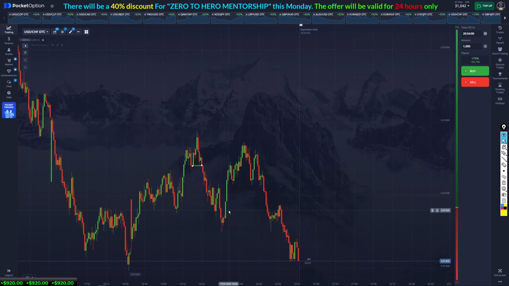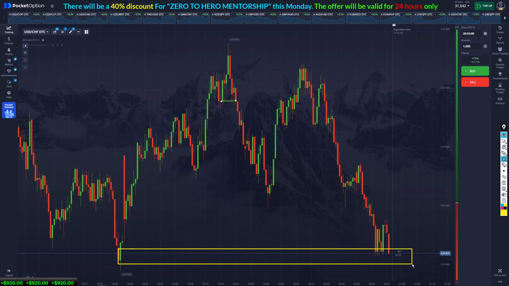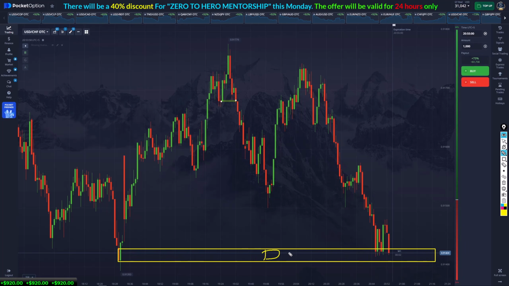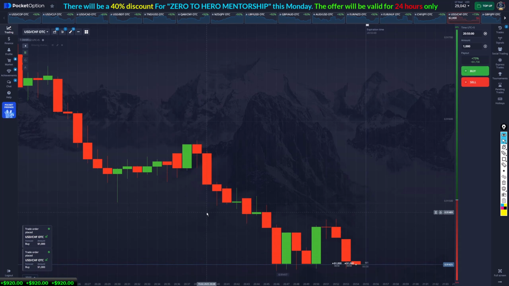Also, it's a downtrend. So, oh, hold on. This is a demand area. Market is in a demand area in general. This is a buying area. So I'm taking this trade. Let's go.